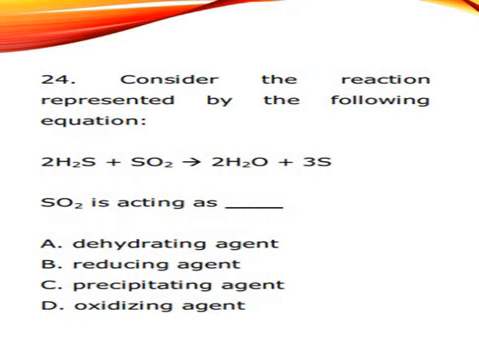Now question 24 says, consider the reaction represented by the following equation. You have hydrogen sulfide plus sulfur IV oxide reacting to give water and sulfur. So we're now asked, sulfur IV oxide is acting as dash: A, the hydrating agent, B, reducing agent, C, precipitating agent, and D, oxidizing agent. So this will be a redox reaction, right? Since we are having reducing agent and oxidizing agent as part of our options.